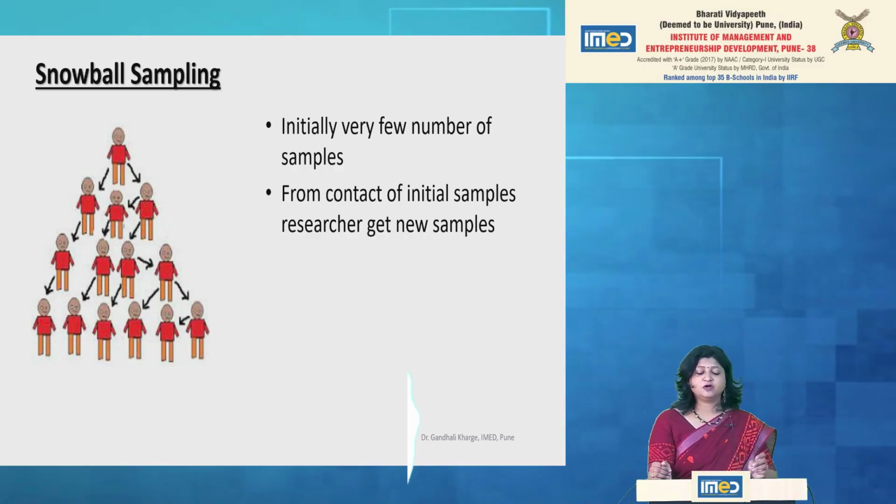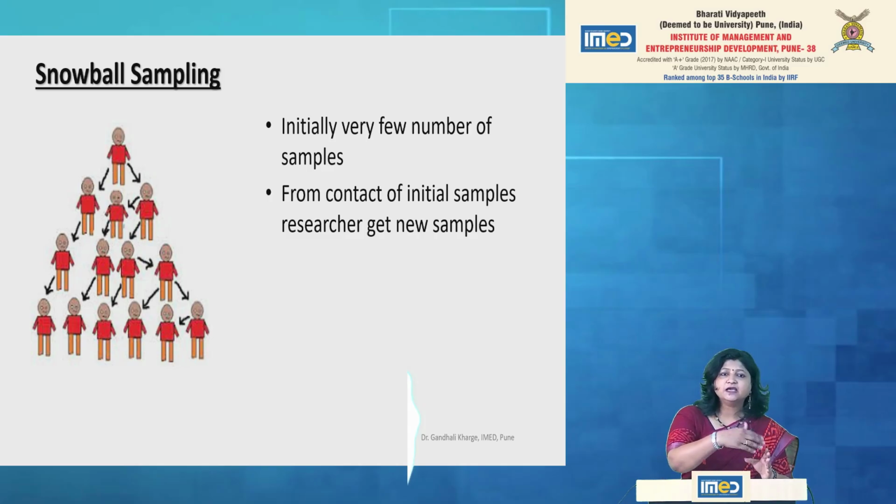In case of snowball sampling, initially we have a very few number of samples, and from those respondents we get some contacts of other respondents, we communicate with them and collect the data from them, and again we get some more respondents from the contacts of the previous ones. Such a mechanism is called snowball sampling.